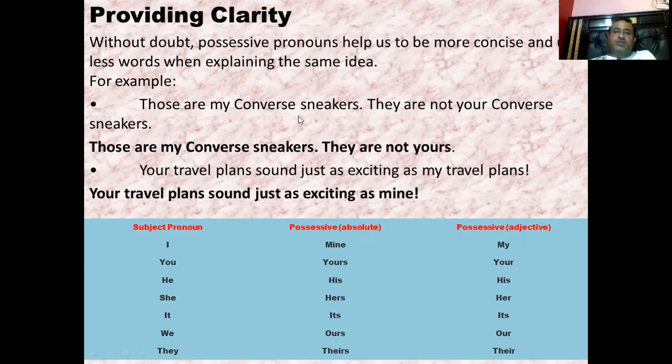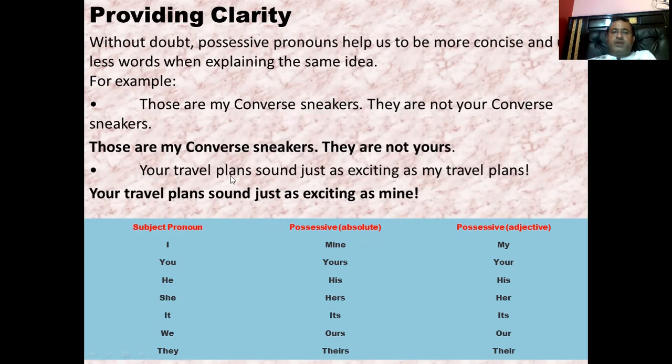So in spite of using it again, we can use the pronoun. Because we have already referred to the Converse sneakers in the first sentence, we say those are my Converse sneakers. They are not yours.